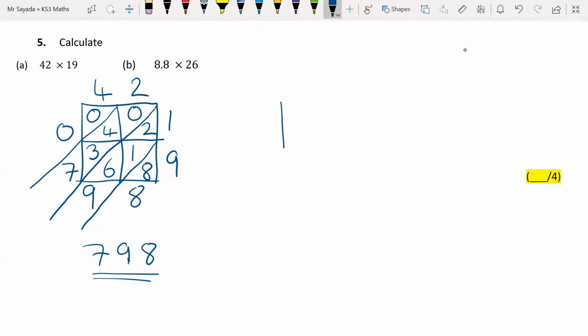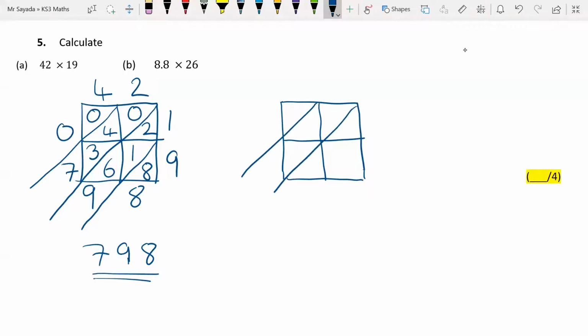So for question B, this one has a decimal point, but we don't need to worry about that decimal point until the end. So I make the grid, put the diagonals in. I add my 8.8 up here. The decimal point does not need its own box. It just goes on the line. And I put 26 over here.